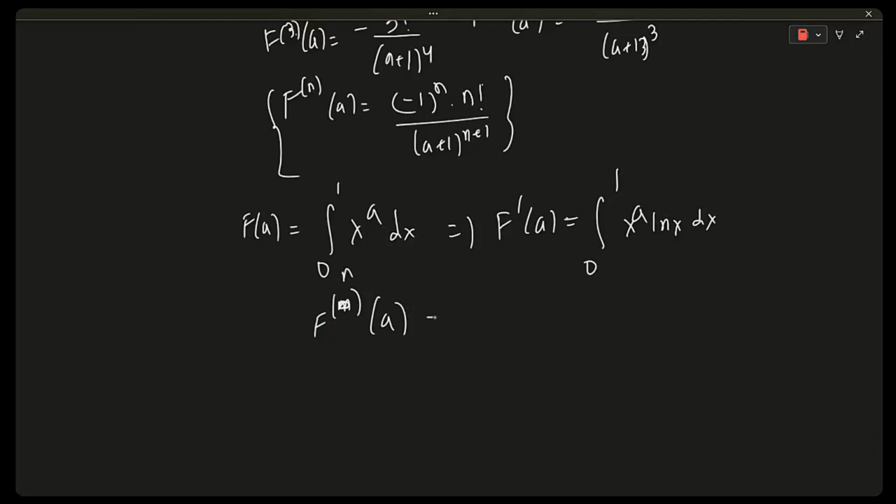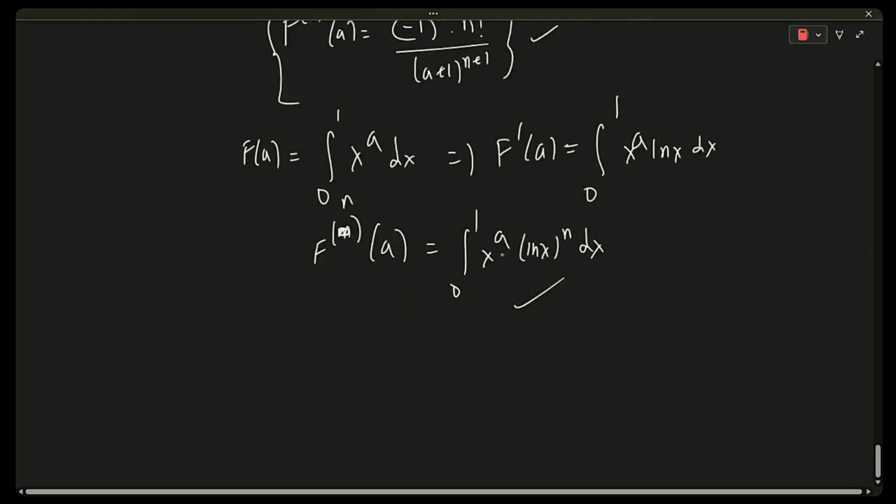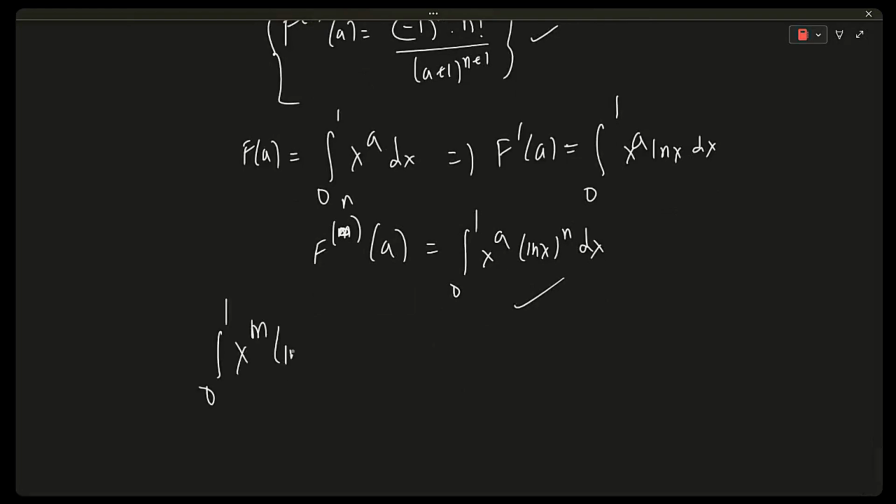n times to get integral 0 to 1 x to the power a into (ln x) to the power n dx. Now these two expressions are equal, therefore put the value of a as m. You can simply write integral 0 to 1 x to the power m (ln x) to the power n dx is nothing but (minus 1) whole to the power n into n factorial by (m plus 1) whole to the power n plus 1.